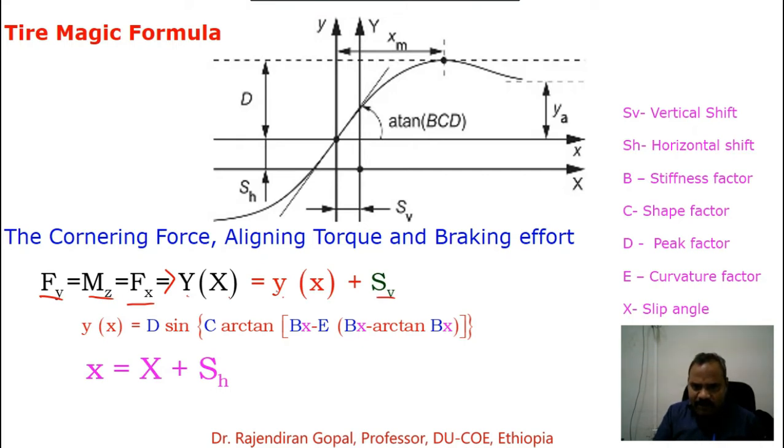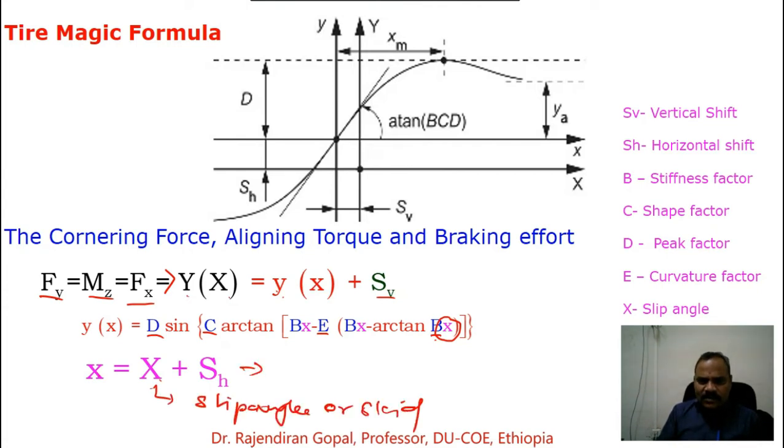Then this small y of x is equal to D sine C arctan of Bx minus E times Bx minus arctan of Bx, where B is the stiffness factor, C is the shape factor, D is the peak factor and E is the curvature factor. This x is a variable that can be identified from the formula, that is small x equal to capital X plus SH. This capital X is the slip angle or skid. Then SH is the horizontal shift. Now take these as equation 1, equation 2, equation 3.